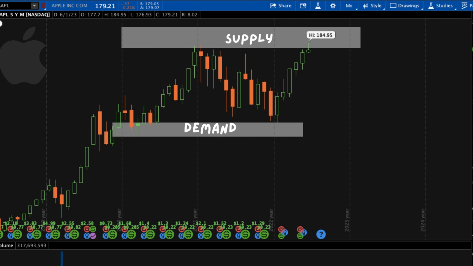I have marked out the supply and demand zones as they are illustrated on this particular chart. As you can see, Apple's stock price has bounced off these zones. This suggests that there is a lot of either selling or buying pressure at these zones, which caused a reversal in the stock price of Apple.